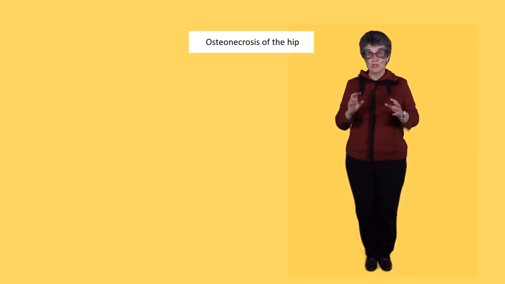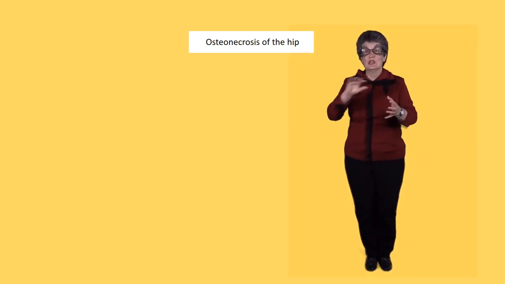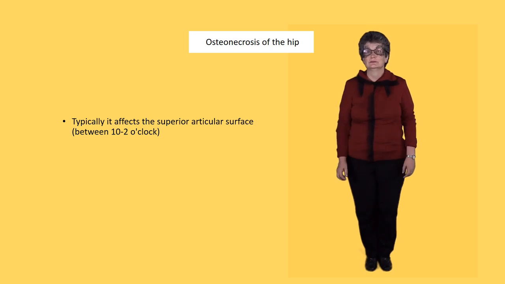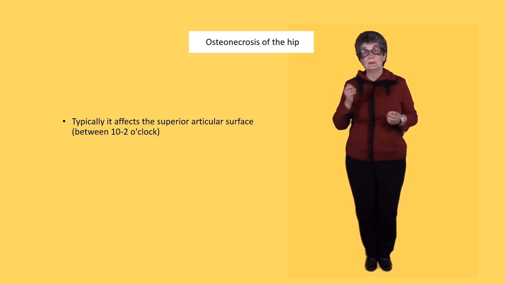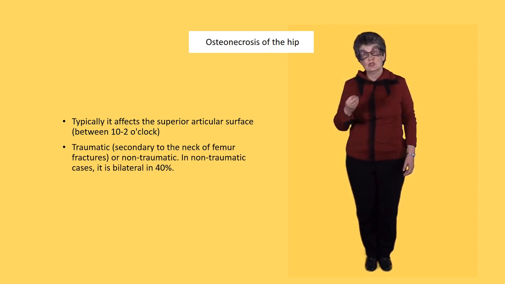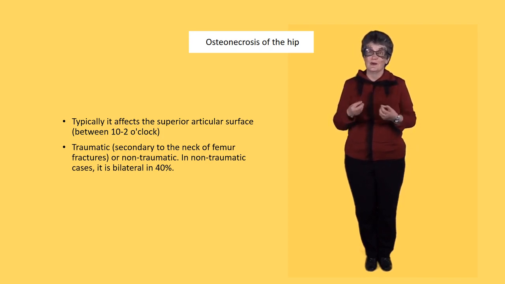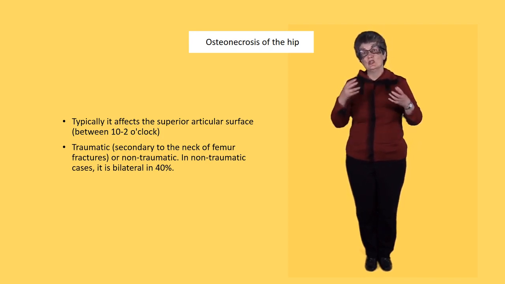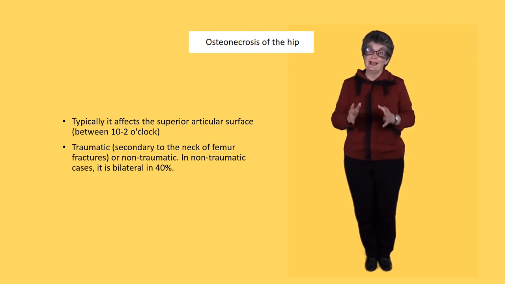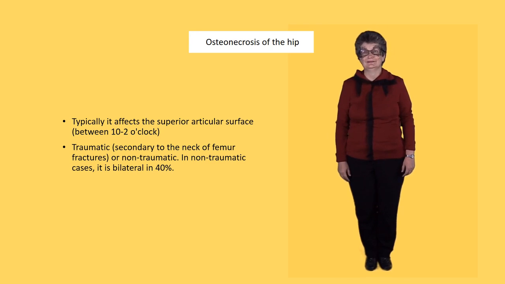In the hip, osteonecrosis typically affects the superior articular surface between about 10 o'clock and 2 o'clock. It can be traumatic, in particular neck of femur fractures, or non-traumatic. In the traumatic fractures, only the hip that is affected will undergo osteonecrosis, but in non-traumatic cases, such as post-corticosteroids, it's bilateral in 40%.